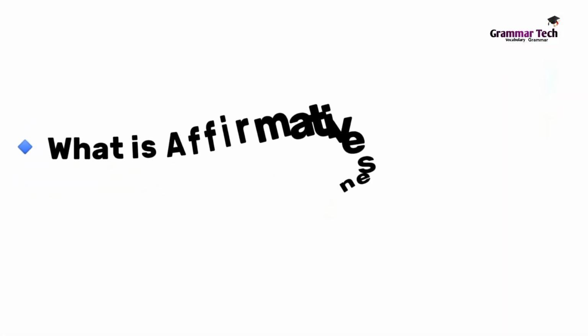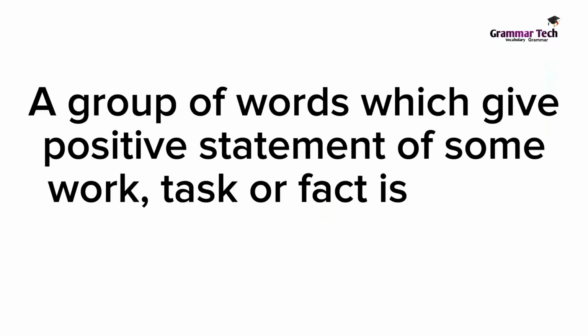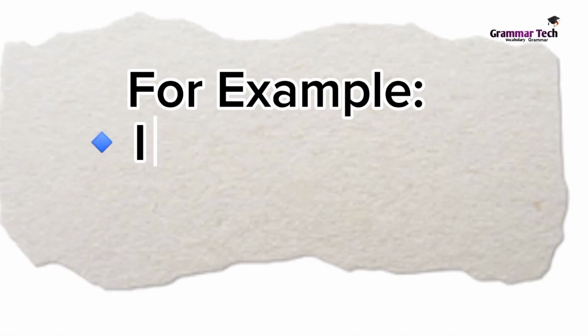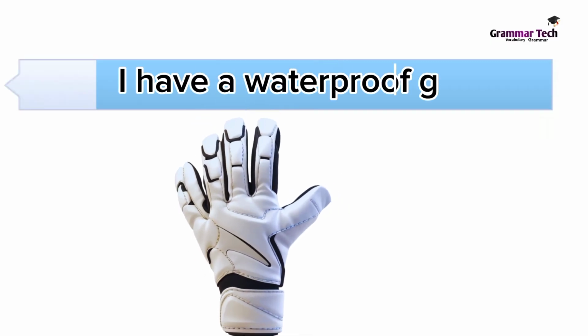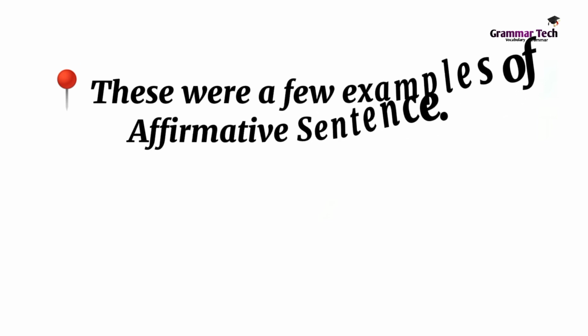What is affirmative sentence? A group of words which give positive statement of some work, task, or fact is called affirmative sentence. For example, I have a puppy. She plays football in the street. I have a waterproof gloves. My favorite toy is teddy bear. These were a few examples of affirmative sentence.